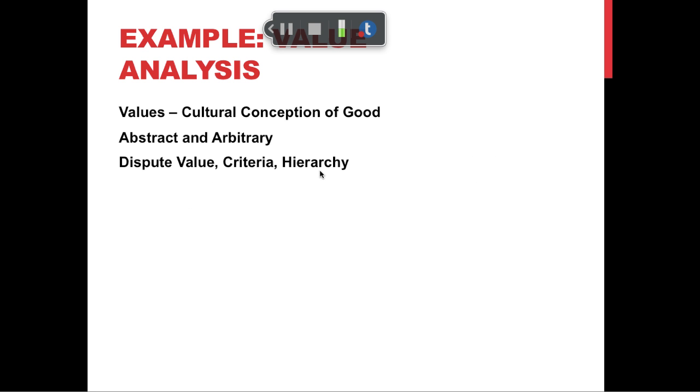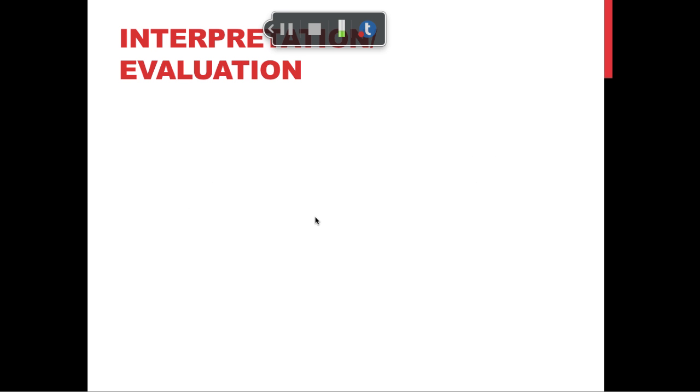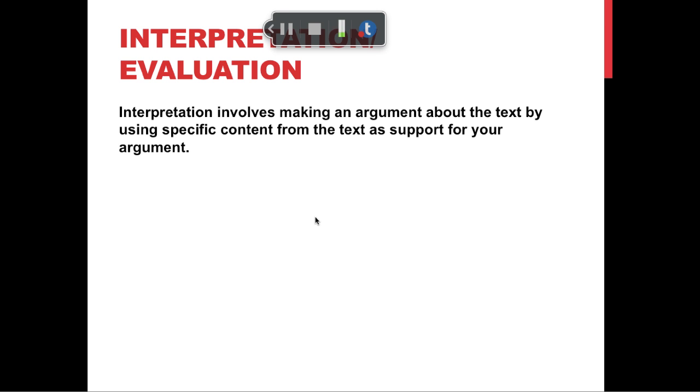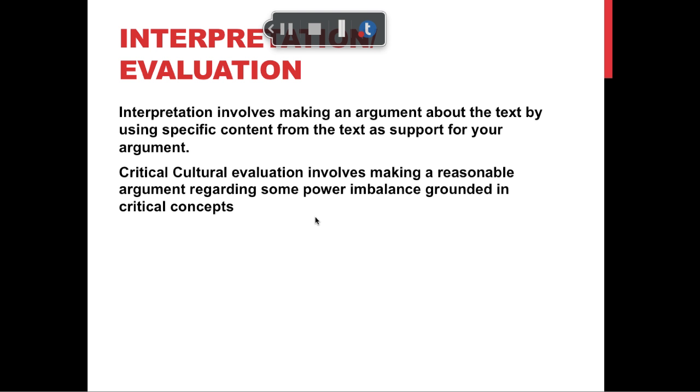So when we have these different ways that we can do analysis, now we'll talk about the difference between interpretation and evaluation. So interpretation involves making an argument about the text by using specific content from the text as support for your argument. So you need to make sure that your thesis you make, your claim you make, can be supported by specific content from the artifact that you're going to be analyzing.